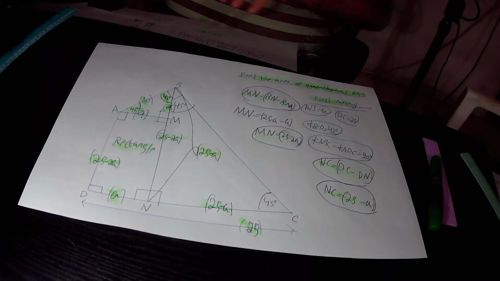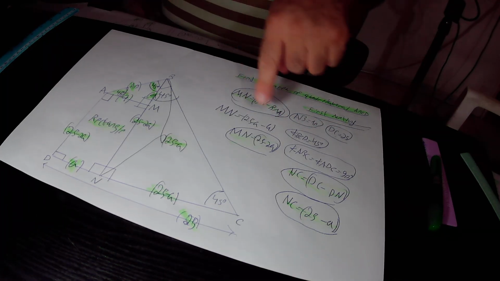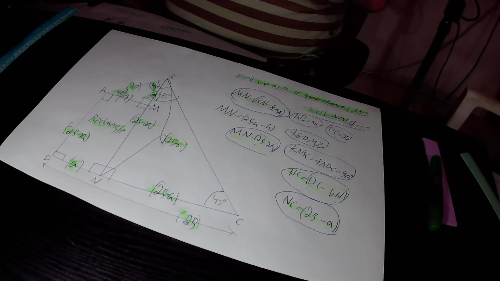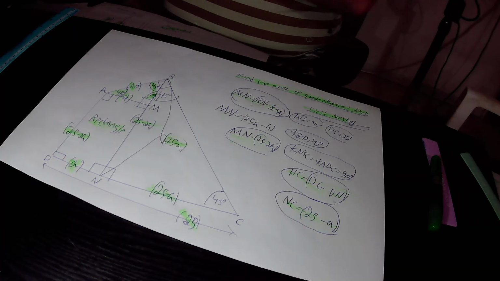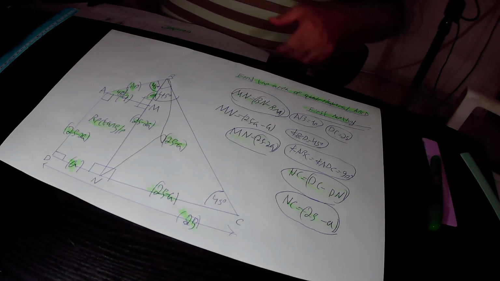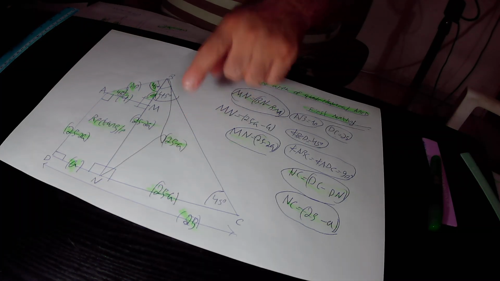Our task is to find the area of this quadrilateral ABCD. What is the area of quadrilateral ABCD? From the drawing, it is very easy to say that the area of quadrilateral ABCD in total equals the area of trapezoid ABND plus the area of this right triangle BNC.